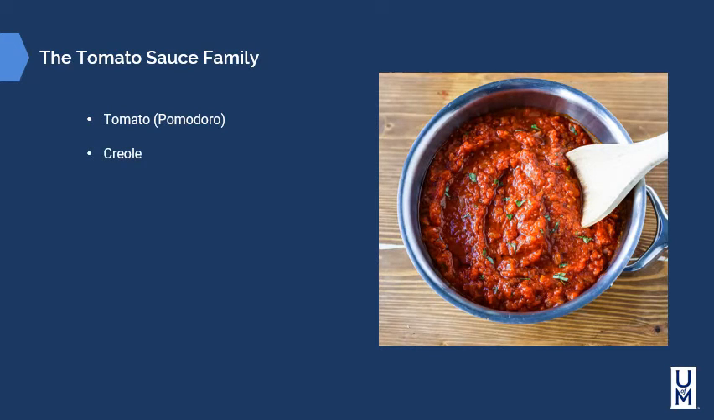Some of its derivations are Creole sauce. This is the addition of diced green peppers in place of the carrots. This is what we call the Trinity in the New Orleans region. Instead of carrots, we use green bell peppers, then celery and onion. And we also add diced okra and green olives to this with a little dash of hot pepper sauce.